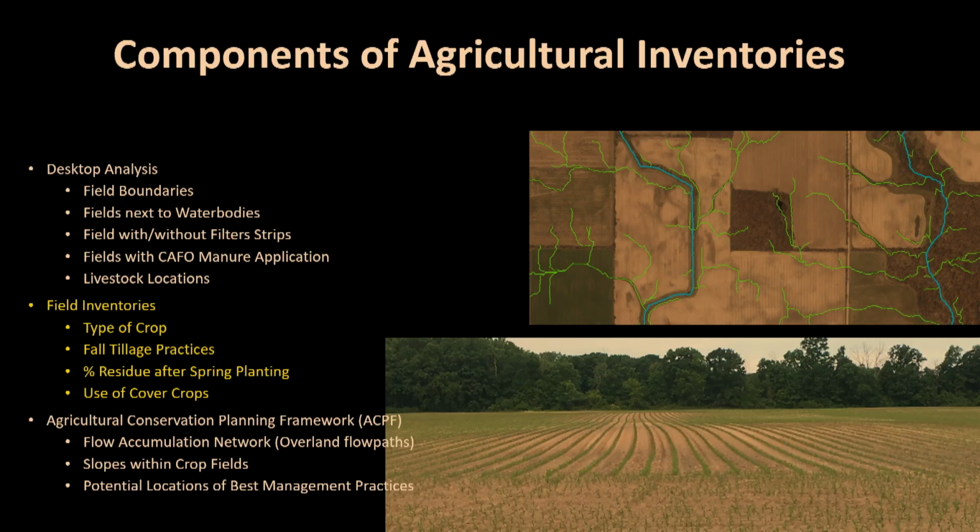And then the second component of the ag inventory process is our field inventories. So this is basically the conservation districts are going out, driving the watersheds 2 times a year to collect this information on a field-by-field level of what's actually occurring, how are these fields being farmed in a given watershed.